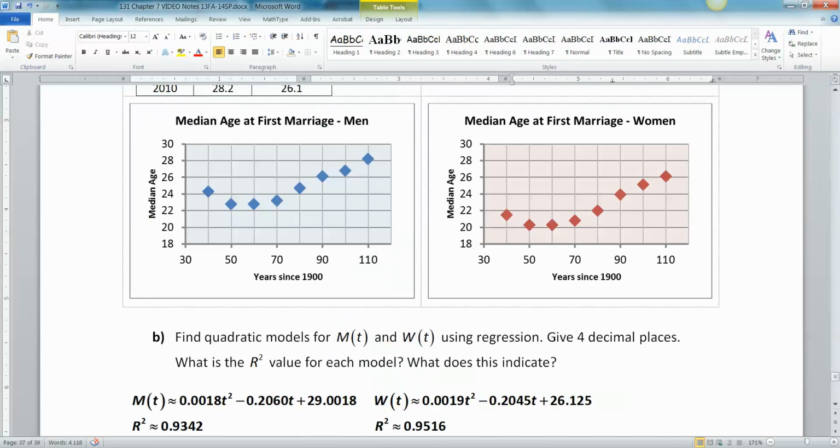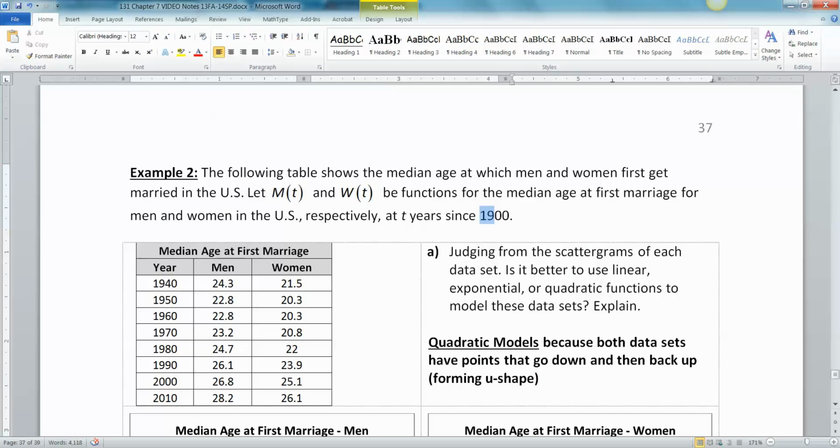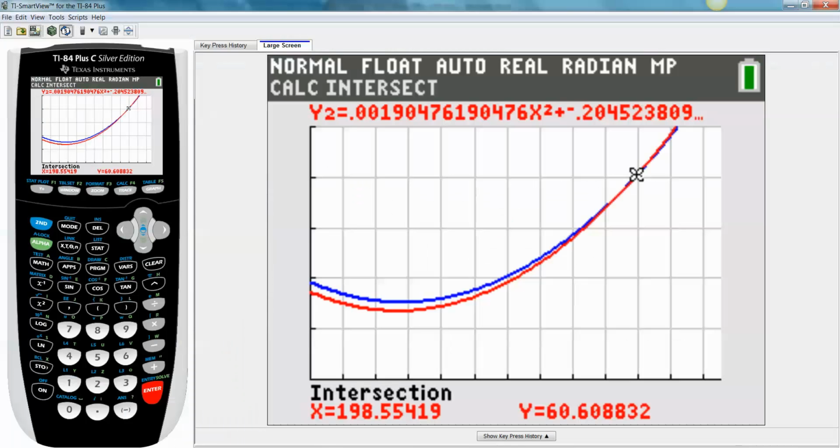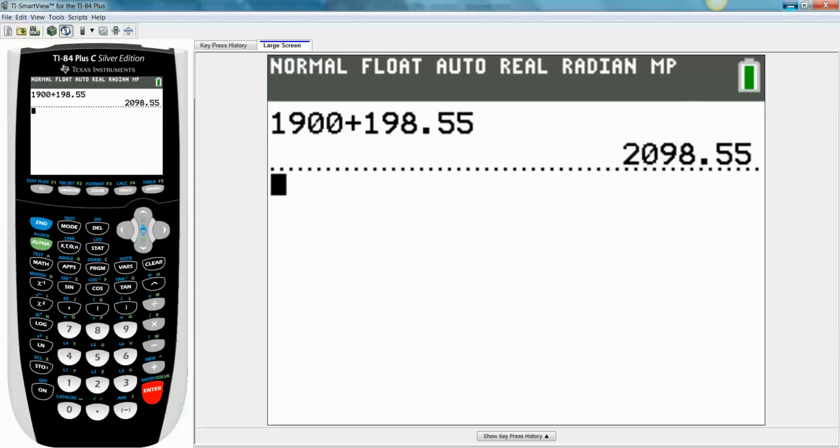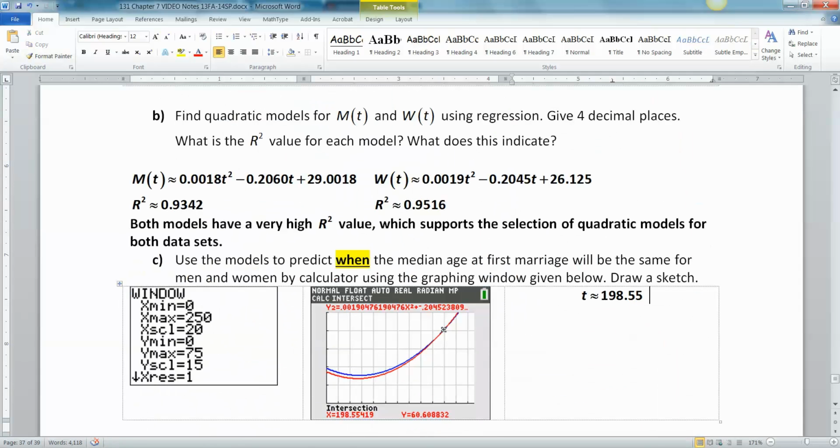What year would that be? Our starter year was 1900, right? So you take 1900 plus 198.55, and you get about 2098. So men and women will have the same age at first marriage in 2098 according to the model.